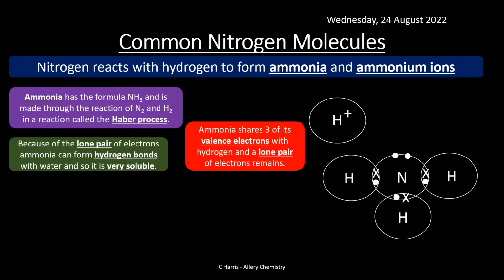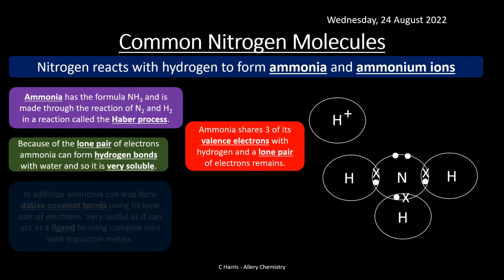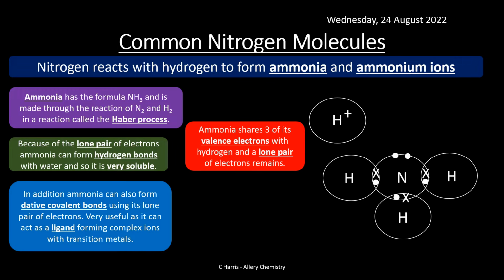And because of the lone pair of electrons, ammonia can form hydrogen bonds, as you've probably seen in topic 2, and it can react with water. It can form hydrogen bonds with water, so it's quite soluble in water, which is useful because it means we can do a lot of reactions with it. In addition, ammonia can also form dative covalent bonds, also known as coordinate bonds. And this is because it has this lone pair of electrons. So it's got the lone pair of electrons that allows it to react.